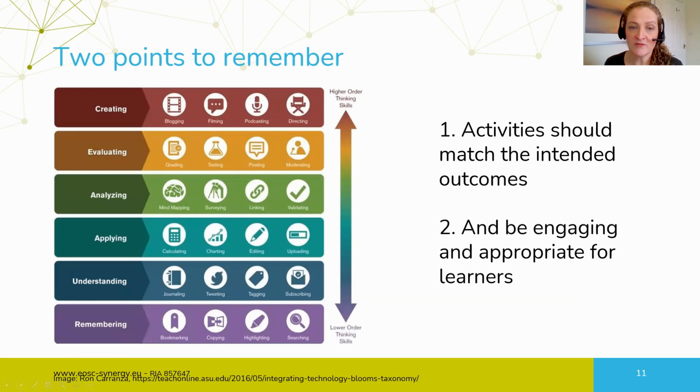So two points to remember about the analysis and design process. Basically, you're looking to make sure that the design that you create maps to the outcomes that you want. So we'll come back to this again in a moment, but you've got a goal that you want your learners, your trainees, to achieve, and you need to make sure that your activities reach that goal. But also they do need to be engaging and appropriate for your learners. You do need to make sure that they're at the focus of your training design.